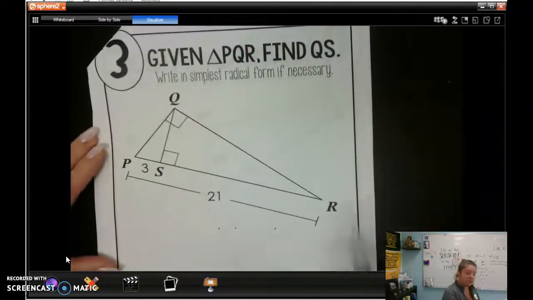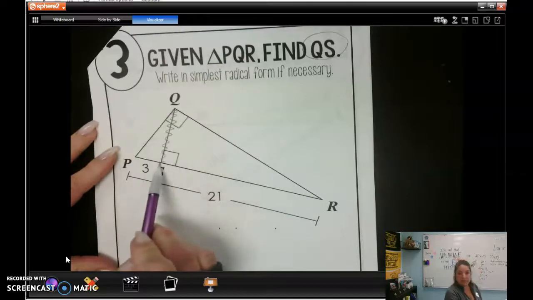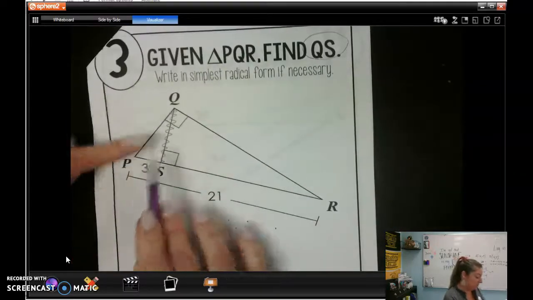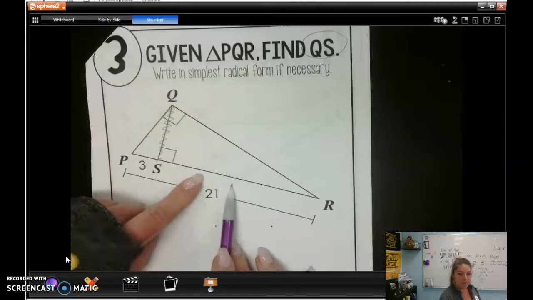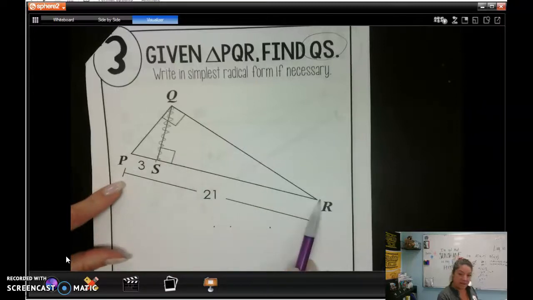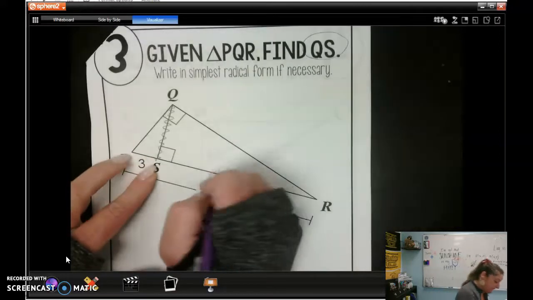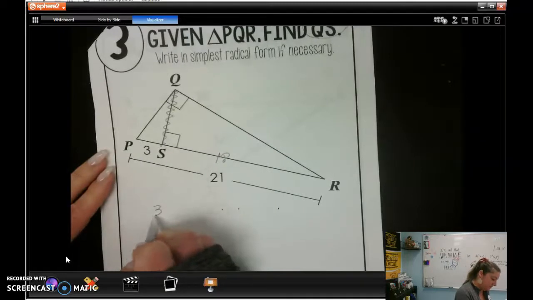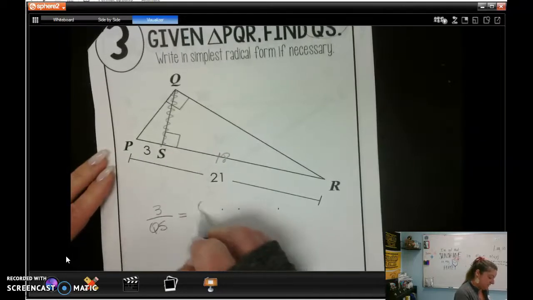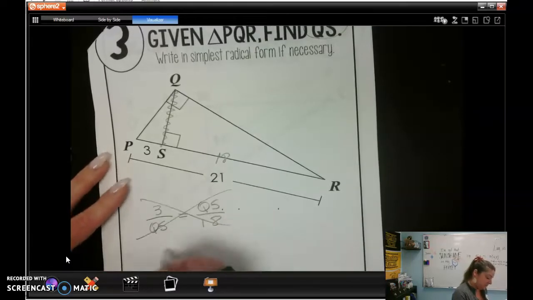Okay, number 3, we're trying to find QS, and that is the geometric mean, so I'm good. I'm just going to do 3 over that equals this over, oh, wait a minute, hold up. We've got to find out what SR is, right? Well, if the whole thing is 21 and this piece is 3, this side is going to be 18. So there it is. Let's do it again. So 3 over QS is going to equal QS over 18. Cross multiply, QS squared equals 54.